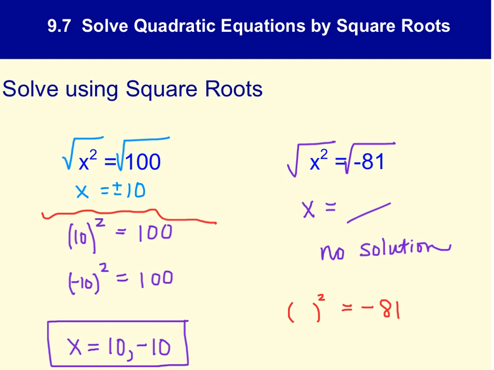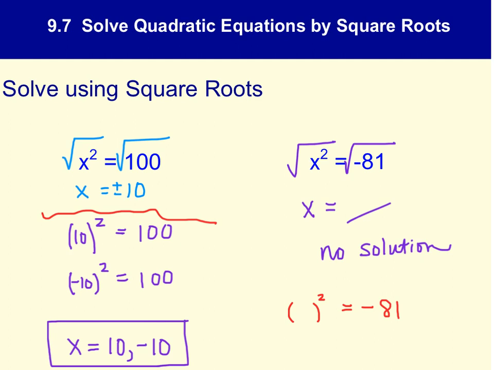Now, what does this have to do with our graphs of our parabolas? Remember, when you solve for x, you are finding the x-intercepts. That's why this one has two x-intercepts. It crosses the x-axis at 10 and at negative 10. Now, on this one where we say there's no solution, that's because this graph doesn't even cross the x-axis. There are no x-intercepts. So you can't square root a negative number because this one, they just don't even exist.